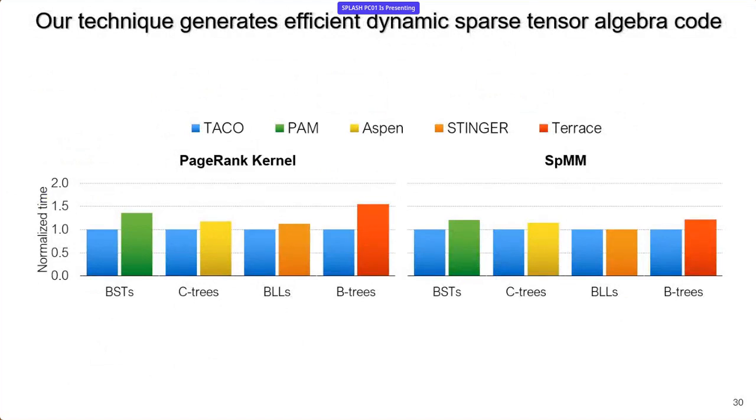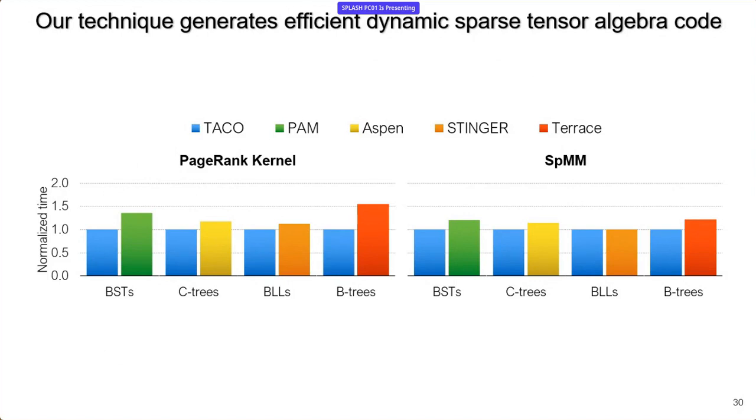I'll finish by showing some performance. I'm comparing against TACO again, and multiple systems. PAM is doing a simple set of database operations, and they have implemented it using a binary search tree. Aspen, Stinger, and Terrace are three systems that are doing graph operations, and each uses a different type of data structure. These are all handwritten data structures. What we're showing here is that our generated code outperforms everything, and we can do all the operations they have implemented.